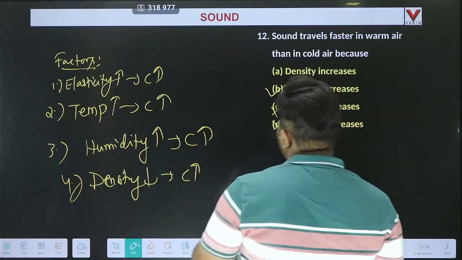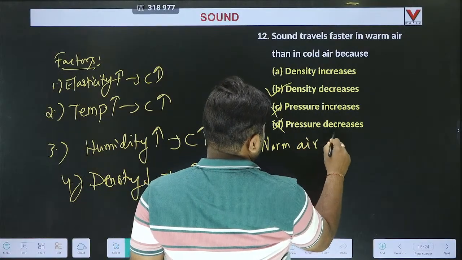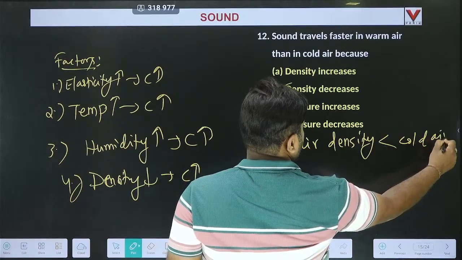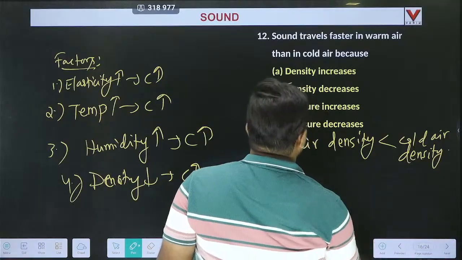So hot air density is less than cold air density. Okay, so it is clear.